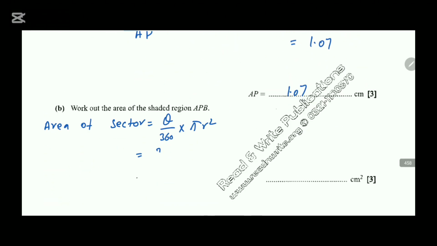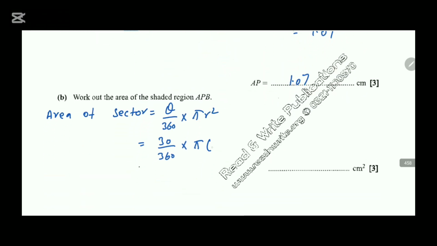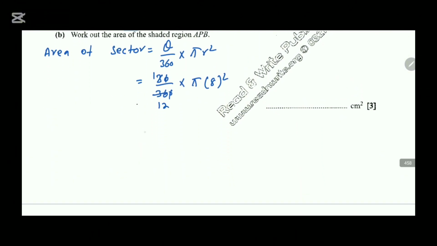So first of all we have to find the area of the sector, that is theta over 360 into pi r square, and theta is 30. 30 over 360 into pi, and the radius is 8. You can simplify: 3 1s are 3, 3 2s are 6, and after that you will get 16 by 3 pi.